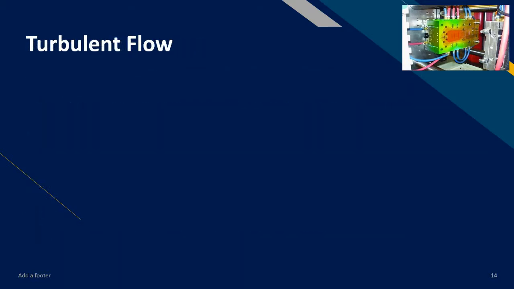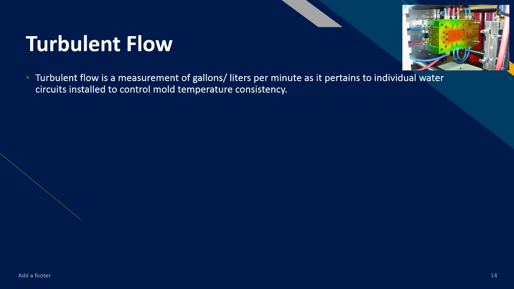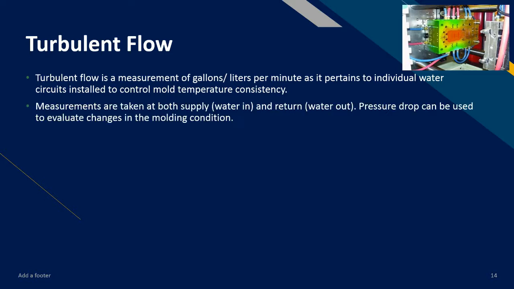Turbulent flow is another key measurable. Turbulent flow is a measurement of gallons to liters per minute as it pertains to individual water circuits installed to control mold temperature consistency. Now, the measurements are taken at both supply, being the water in, and return, water out. Pressure drop can be used to evaluate changes in the molding condition.